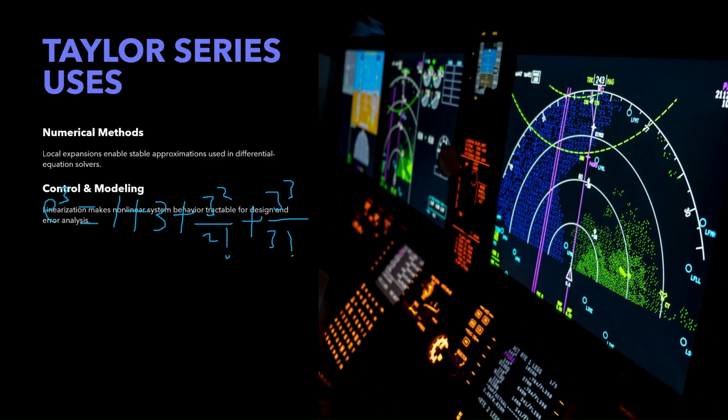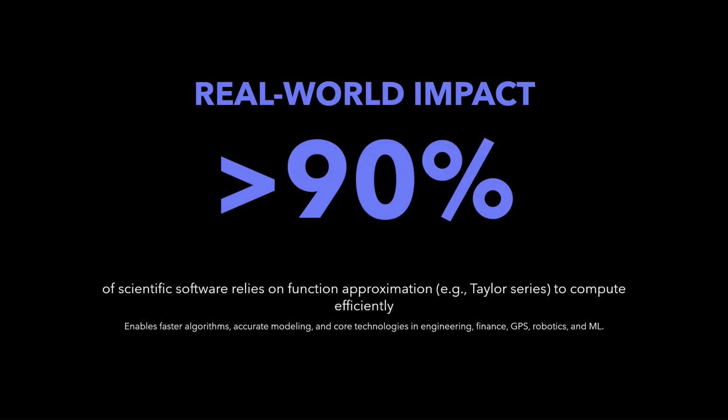Another area is control and modeling, where it linearizes non-linear behaviors. Finally, in signals and physics, it supports waveform analysis and field simulations. It's a little bit complicated, but you don't have to worry about it too much. Besides, more than 90% of scientific software relies on function approximation techniques like the Taylor series to power the technology in different domains like engineering, GPS, robots, and even machine learning.